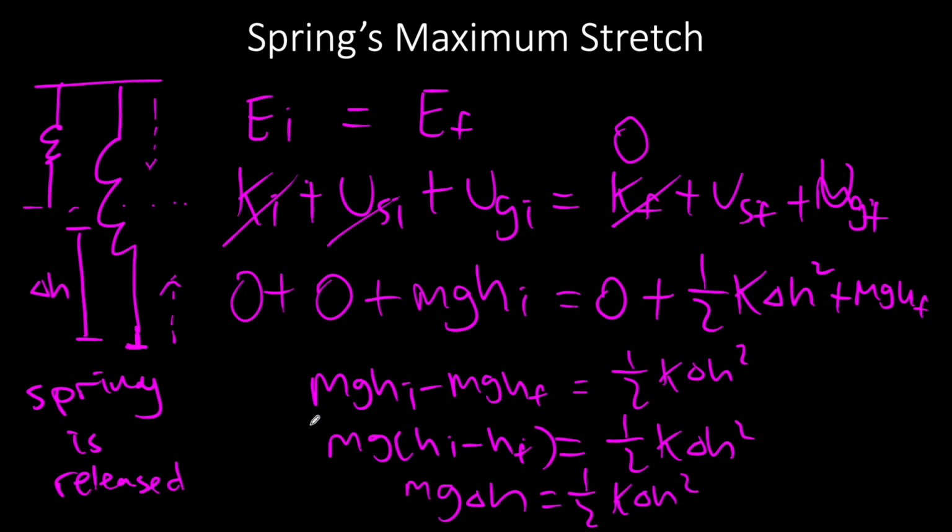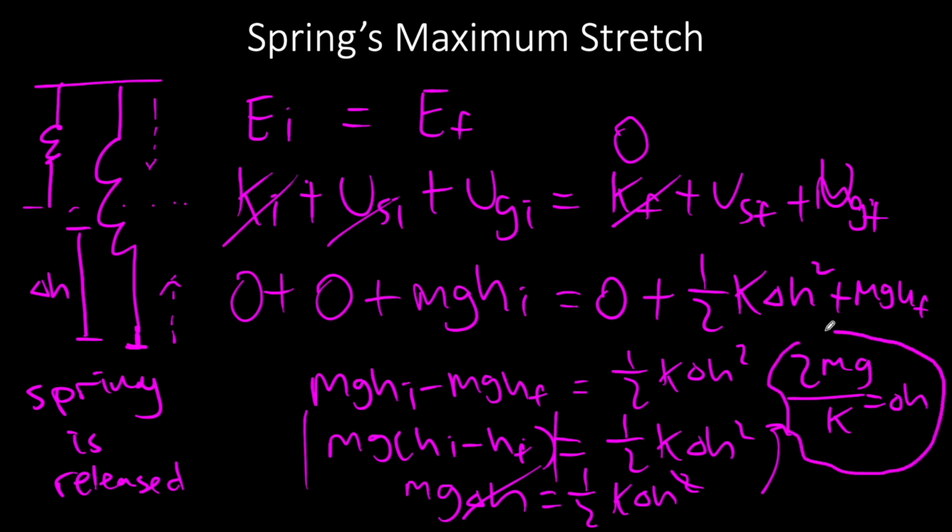So I will just take the absolute value here because I want to calculate delta h. I want the positive value here. So delta h can be cancelled. So what we can say is 2mg over k is equal to delta h, right? So here is your final answer. So by using conservation of energy, you can know this.